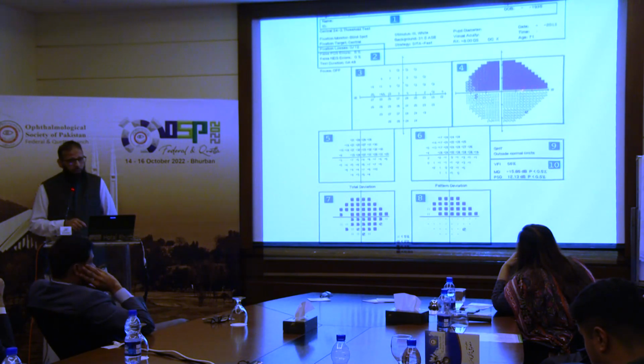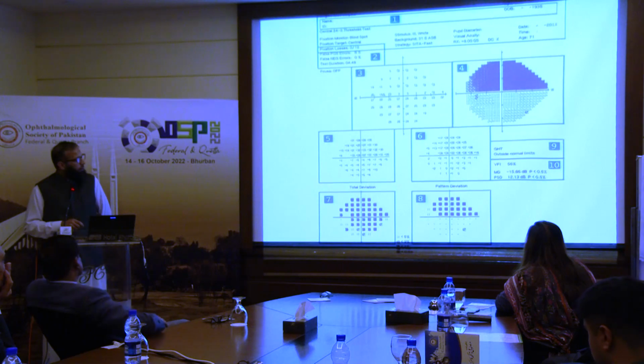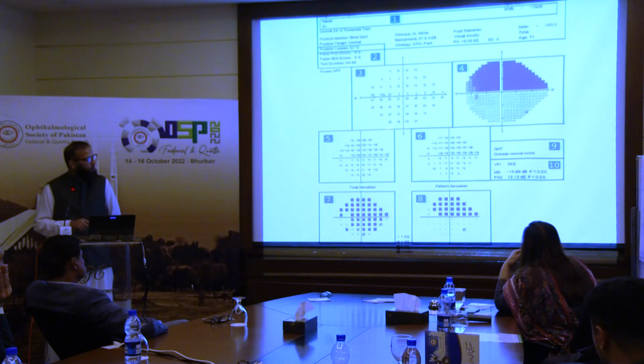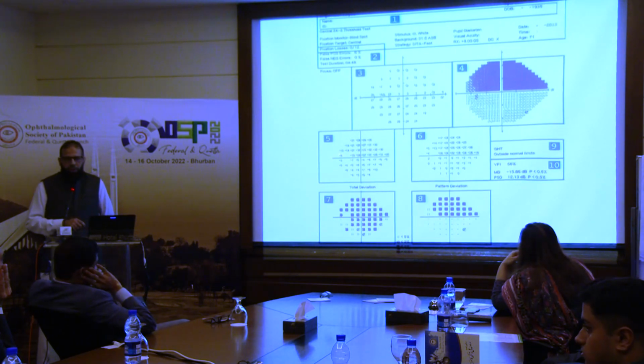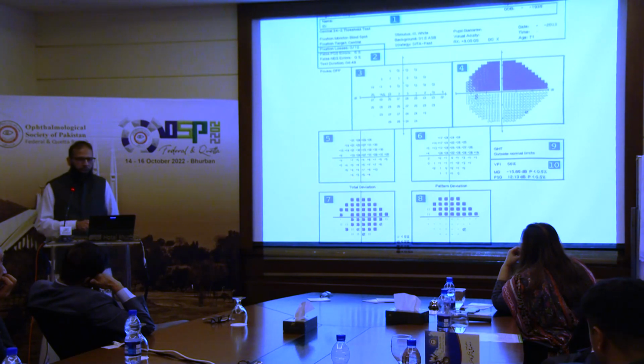Then this is the gray scale, which is generated from this numerical scale, and we can see that those points in which there is depression in the field are colored darker gray, and those points in which the sensitivity is relatively better or normal are shaded in lighter gray tones. Then this is the total deviation plot. This plot is generated from this plot. What is done is that it adjusts these results for the age-matched normative database.